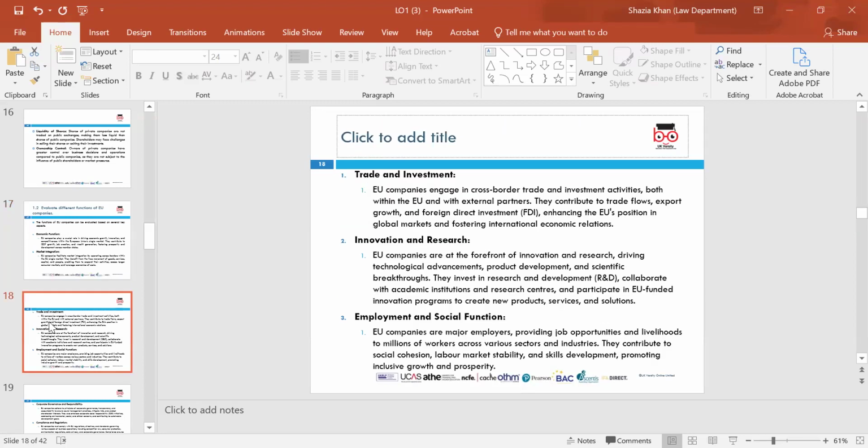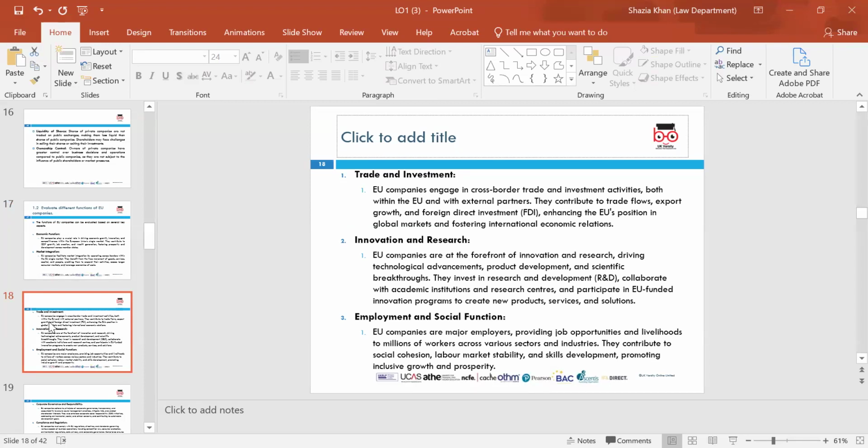Next function is trade and investment. So EU companies engage in cross-border trade and investment activities, both within the EU and with external partners. They contribute to trade flows, export growth, and foreign direct investment, which is FDI, enhancing the EU's position in the global markets and fostering international economic relations.